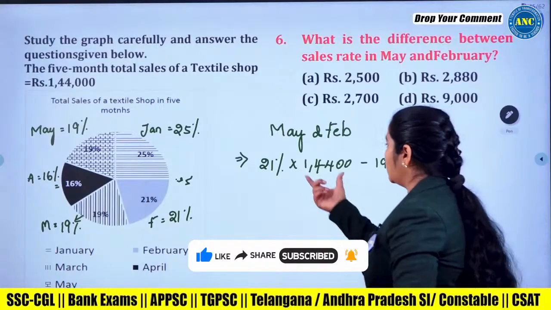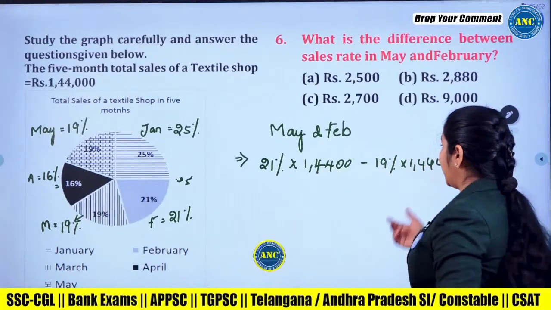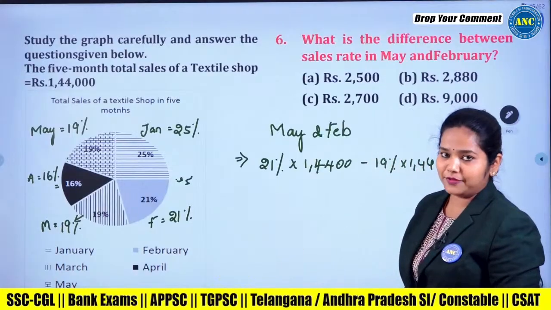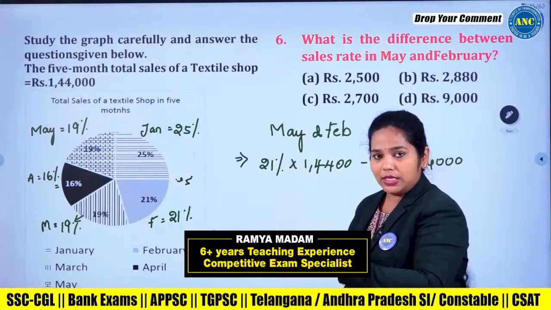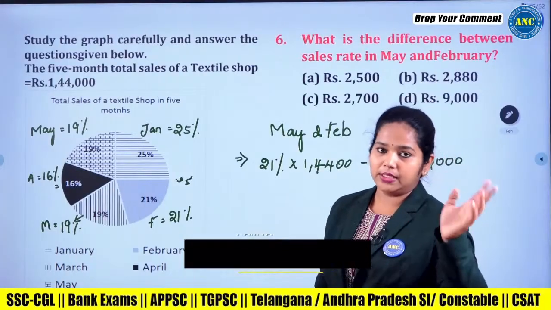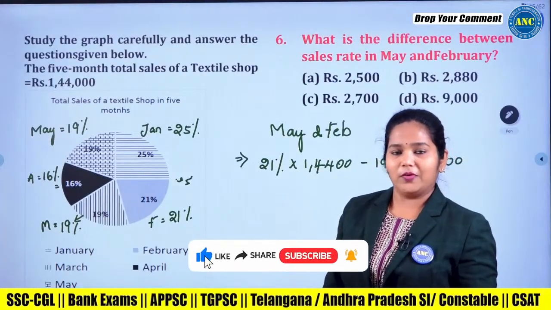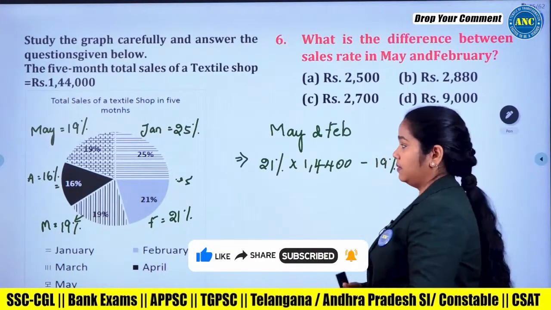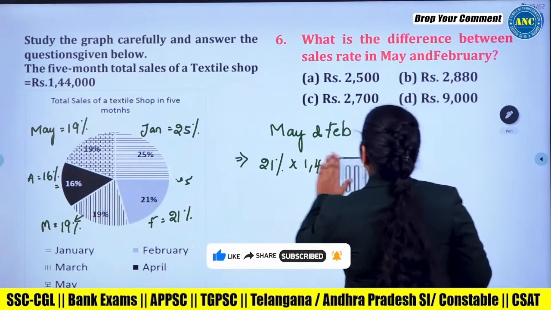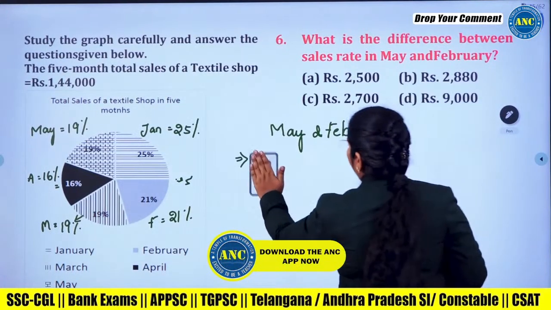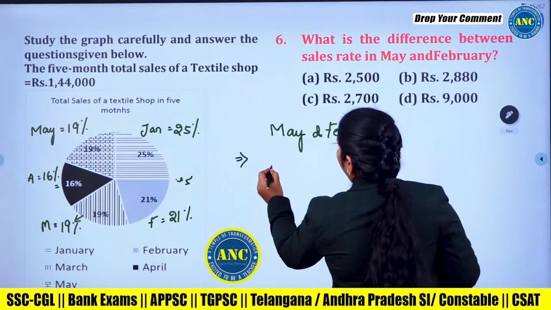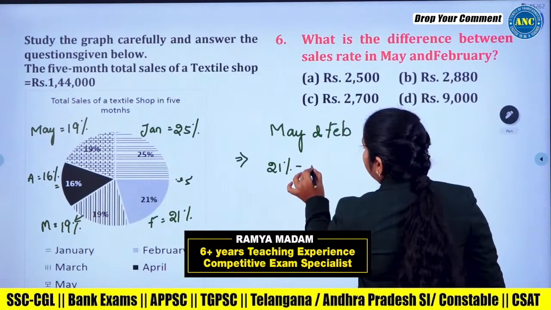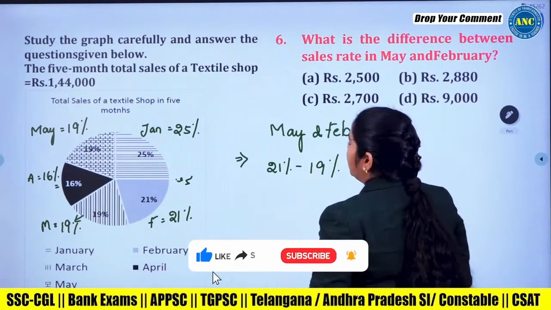You will calculate the total value of 21%. You will calculate the total value of 19%. You will come to the conclusion by taking the difference. If you do this, 2 minutes, 3 minutes of your time gone. But we don't have that much time. So what can we do here? First, take only the percentages. 21% is from February minus 19% is from May.